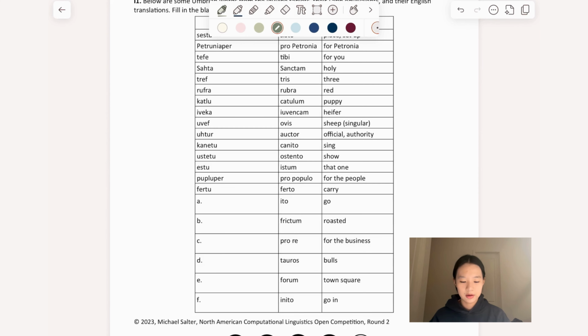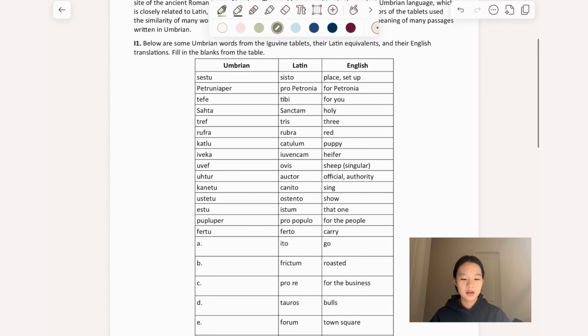And so I would start by working backwards from the Latin to the Umbrian and basically just going down the table to see the changes. So first, in sestu in Umbrian, we have sisto in Latin. So we can see that the O from the Latin goes to a U, and then the I in the Latin becomes an E. But then the S and the T stay the same.